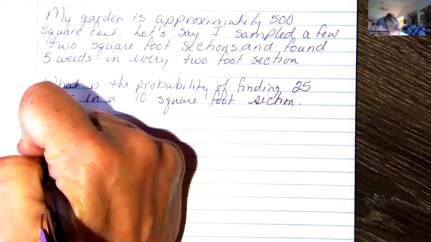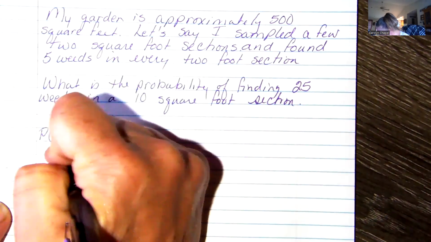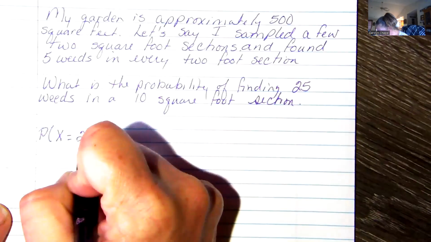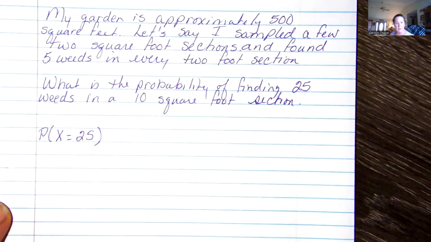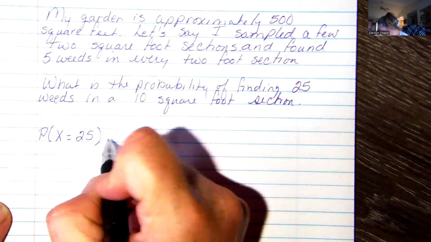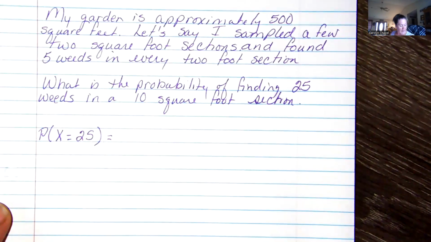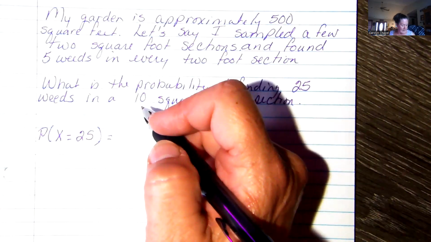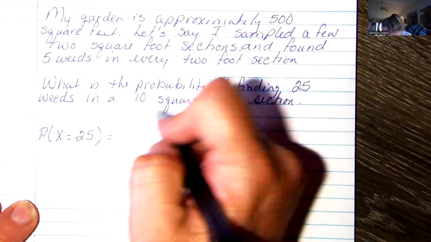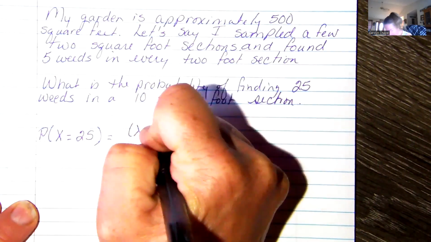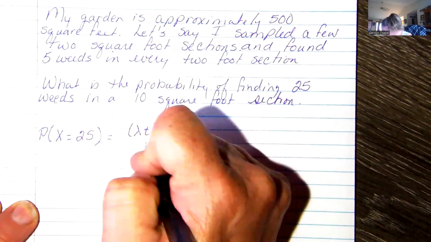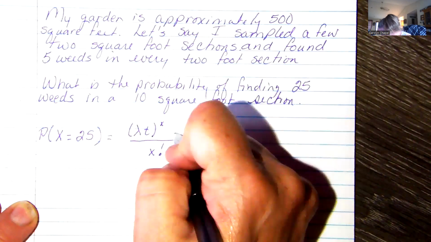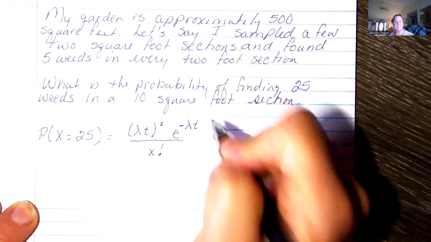So, all right, here's our situation. X is equal to, in this case, we're looking for 25 weeds. Even though we consider that a success, in my book, finding weeds is a failure, but that's just terminology. And I'm going to write our wonderful formula. It looks like this: lambda t raised to the x power, x factorial on the bottom, and e to the negative lambda t.